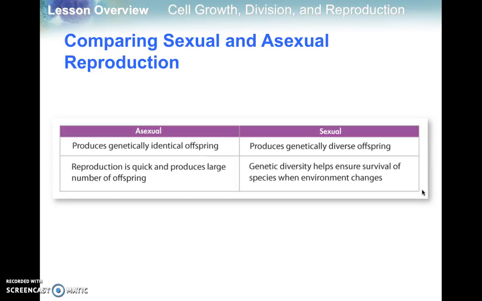So this is a very important chart. I would make sure that you have this in your notes. Asexual reproduction produces genetically identical offspring, and it's quick and produces a large number of offspring. Sexual reproduction produces genetically diverse offspring, and genetic diversity helps them survive when environments change.